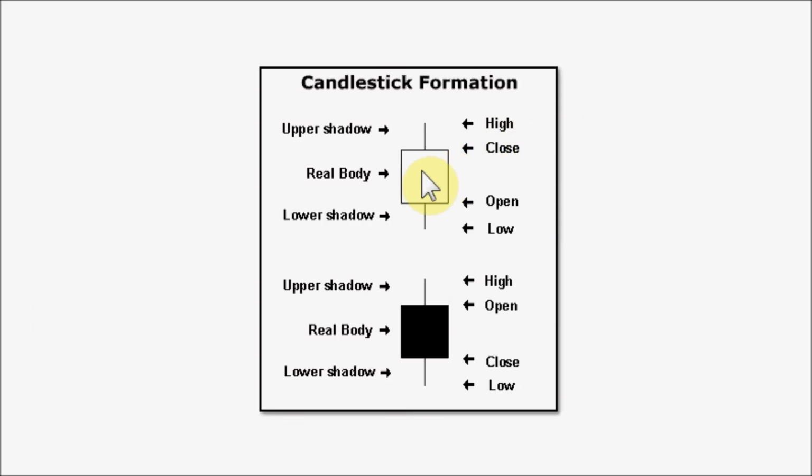This is how you read a candlestick. It's made up of 2 parts: the body, also called a real body, and the upper shadow and lower shadow, which I call wicks, like a candle wick.